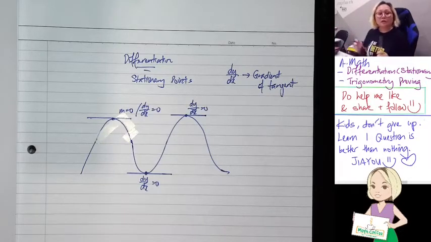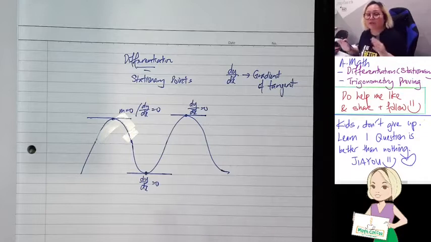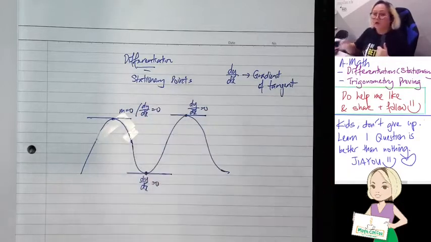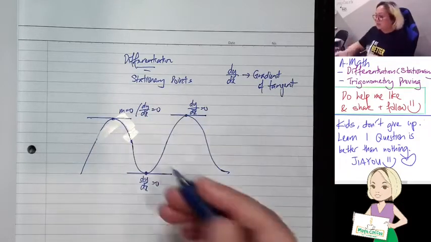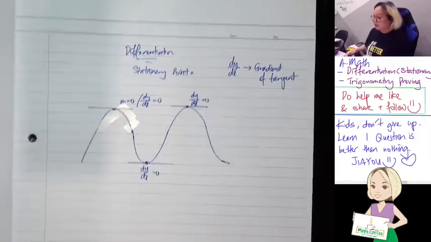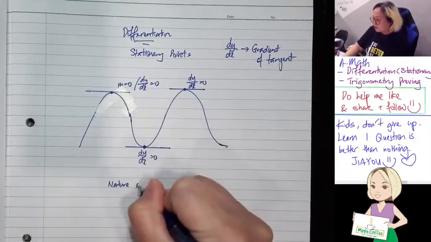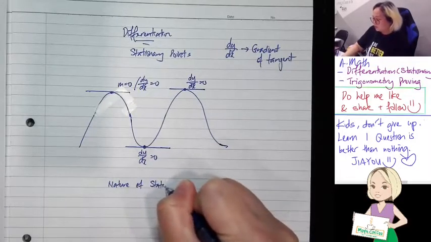That's the reason why for stationary points, you always find where dy/dx equals 0, and that will give you the stationary points. Then the next thing is, they will always ask what is the nature of the stationary point?